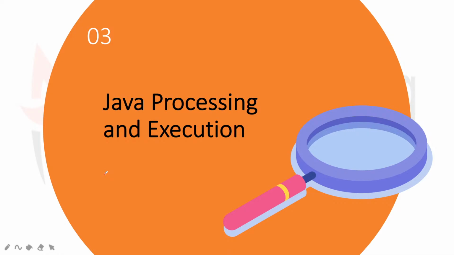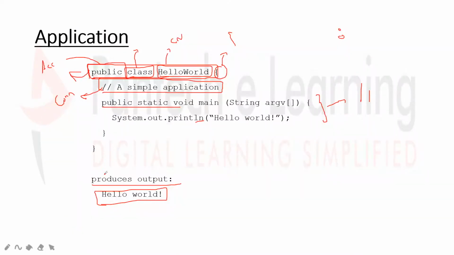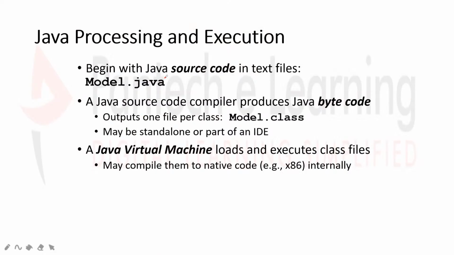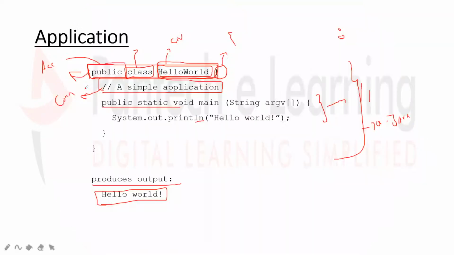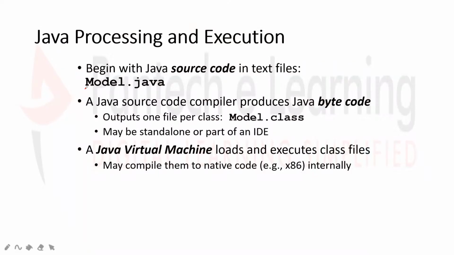Then, Java processing and execution. If you type this code and save the file as a .java file, for example, I am saving this file as an a.java file, what is the class name? HelloWorld. This is the main class name, right? So if you are running that code a.java, otherwise you can assume that we have saved the previous code as Model.java.